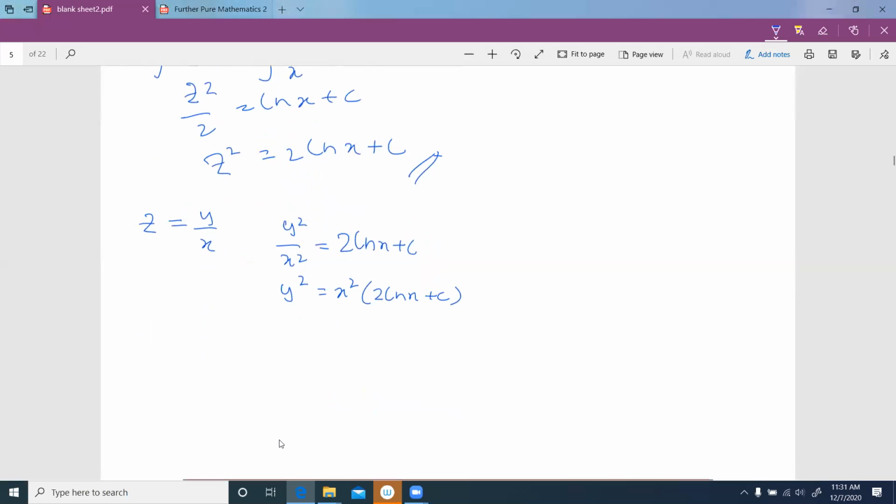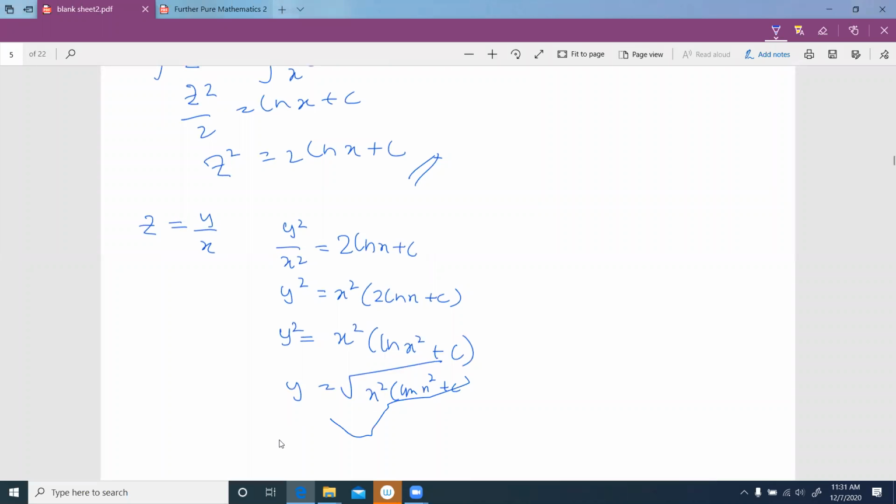If they ask you to make y the subject, y squared equals x squared times (ln x squared plus c). Then you can get y equals the square root of x squared times (ln x squared plus c).